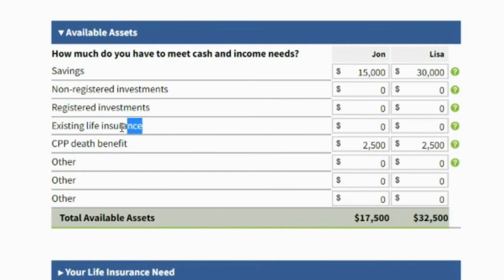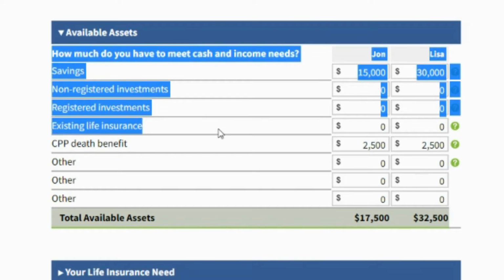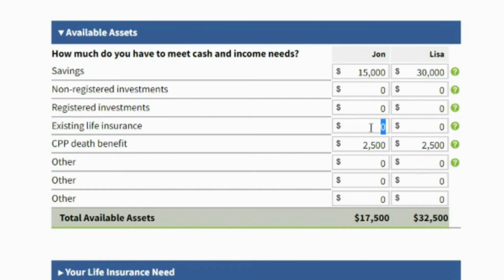Then we're going to take into account the existing life insurance that both John and Lisa have through work. So let's say John's employer is a little more generous than Lisa's, and he gets 2 times annual income. So he has about $120,000 of insurance through work. Lisa, on the other hand, she has about, let's just say, $100,000. The other thing that we've taken into account is the CPP death benefit, which is something that every Canadian gets as a benefit from the government once they die. This will leave a total of $137,000 and $132,000 of available assets.